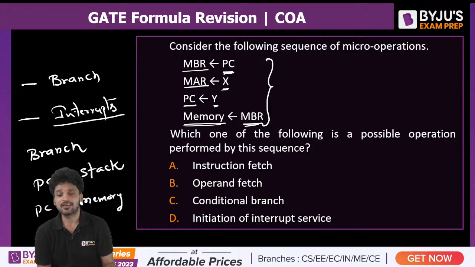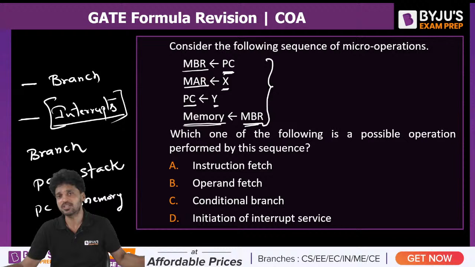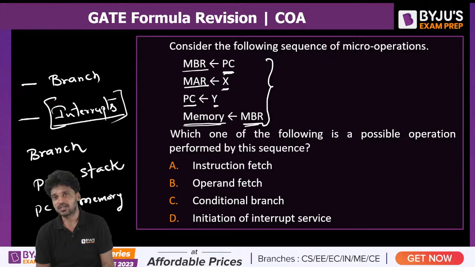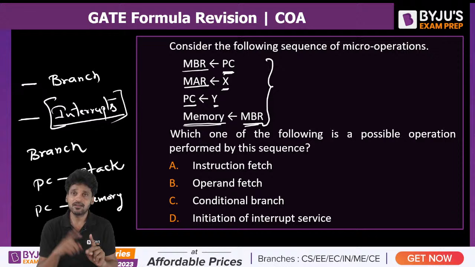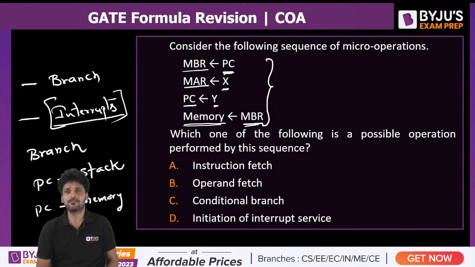Am I clear? The program counter value will be saved under only two special circumstances; we never store the program counter value otherwise. The first one is branches, the second one is interrupts. In the branches, the program counter is saved within the local registers or the local stack of the CPU. But if the program counter is being transferred to the memory, it is due to the arrival or occurrence of an interrupt. As simple as this. Are we clear?